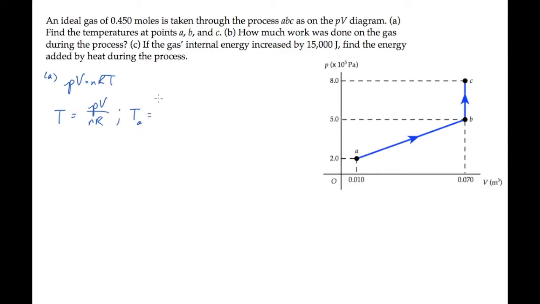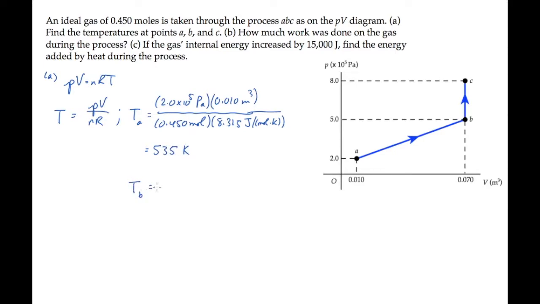At A, the pressure is 2 times 10 to the 5th pascals. The volume is 0.01 cubic meters. There's 0.450 moles of gas, and the gas constant is 8.315 joules per mole Kelvin. That gives us a temperature there of 535 Kelvin.